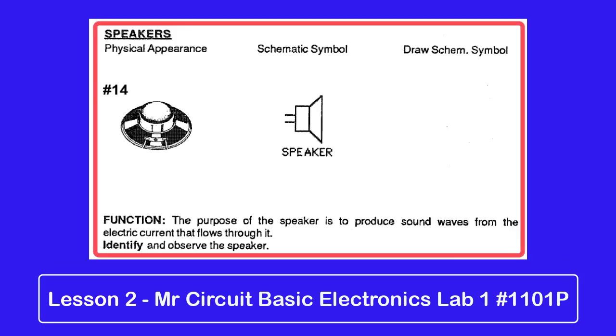The next one is something that you use constantly: speakers. We explain how a speaker works, what it does, what its purpose. It's really ingenious. You can see a picture of one here where we've drawn it. You can see the schematic symbol. It's got two connections in this particular case. The function and the purpose of a speaker is to produce sound waves from electric current that flows through it. And we're going to use this in a variety of projects where we need sound.